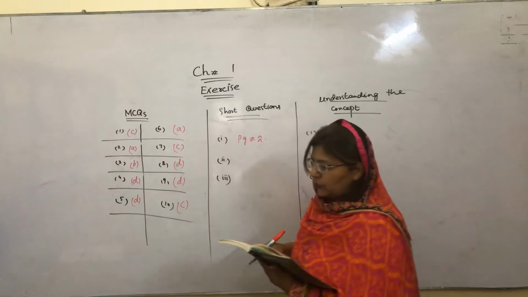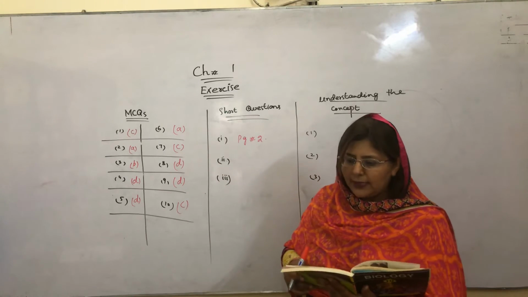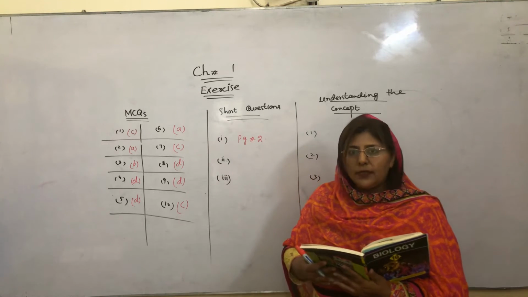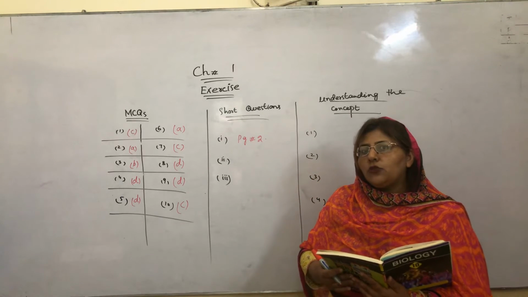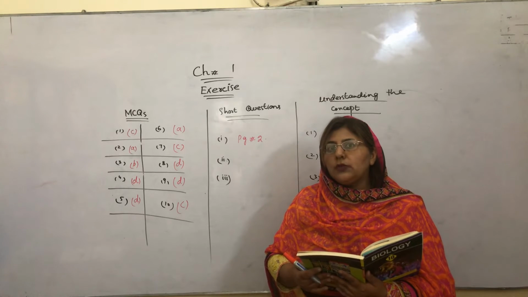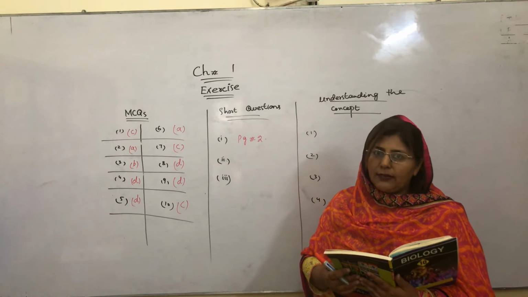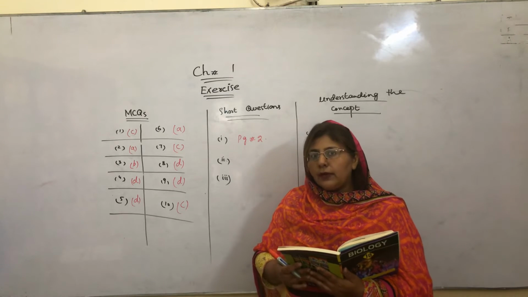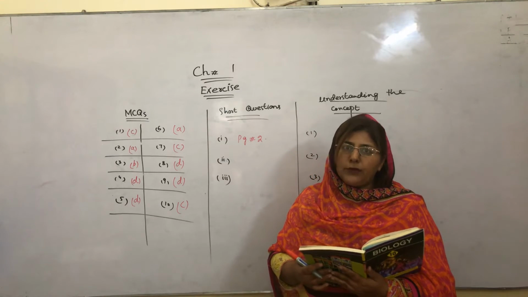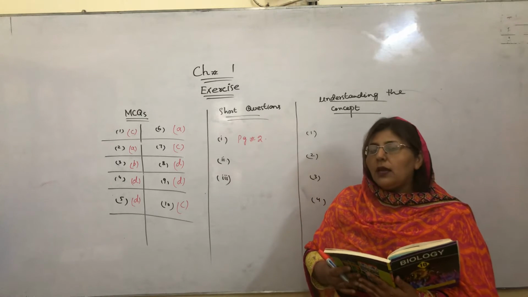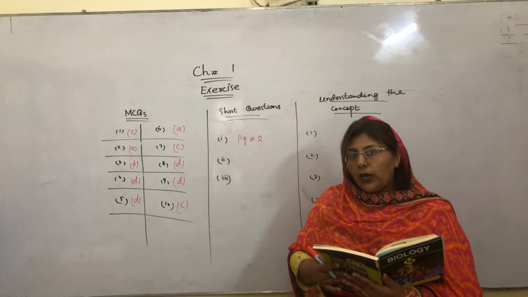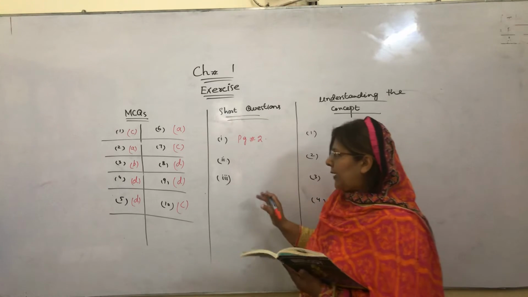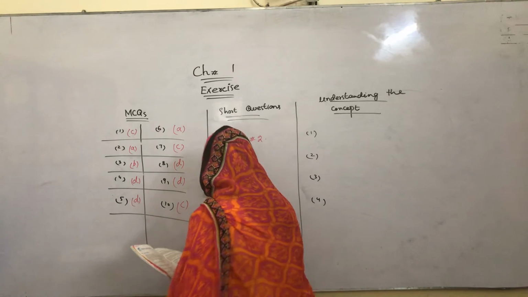So you can find its answer on page number 2. Then question number 2, trace the path of air from the nasal cavity to the alveoli. We have studied in our respiratory system that first air enters into our nostril. Through the nostril it goes into your nasal cavity. From the nasal cavity it enters into your pharynx. From pharynx to larynx, from larynx into your trachea, from trachea into your bronchi, bronchi to bronchioles, bronchioles to your alveoli. So you have to write its passage like this for question number 2.